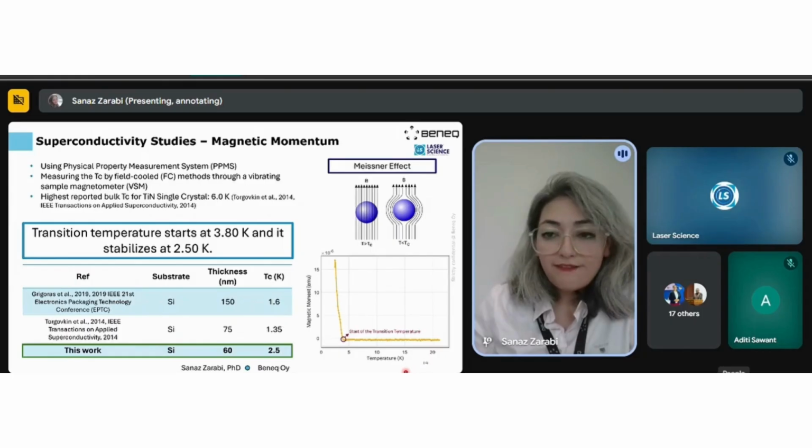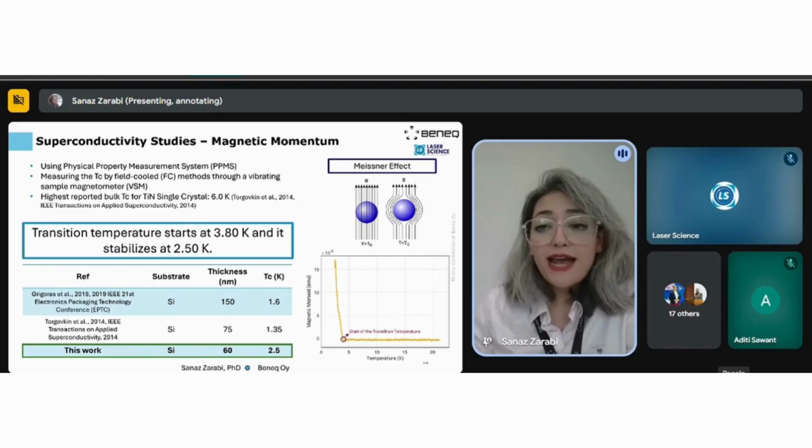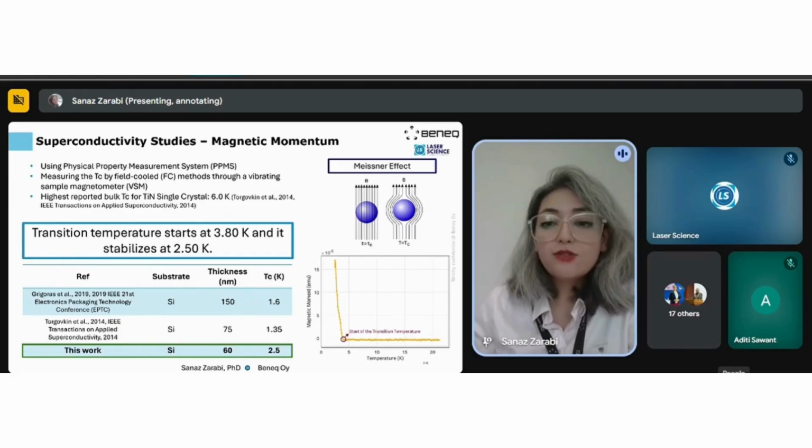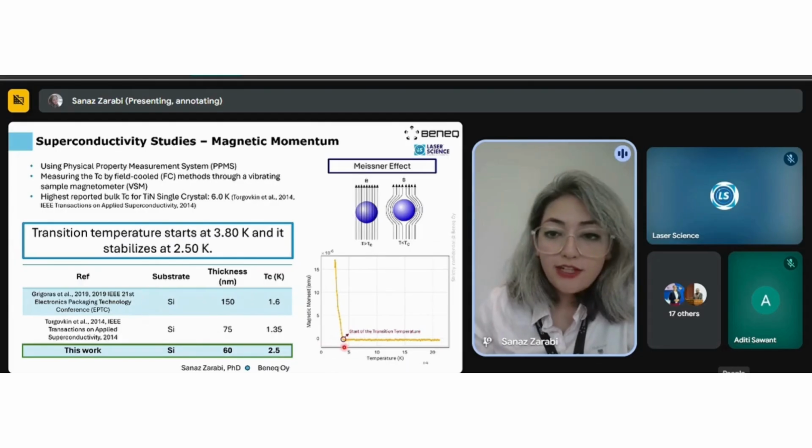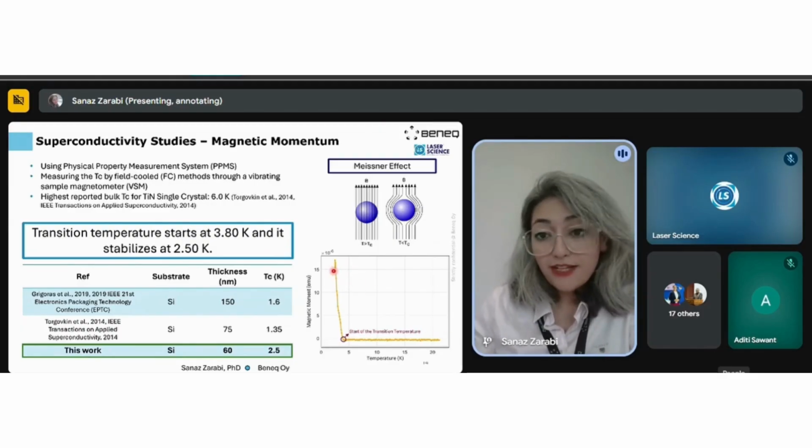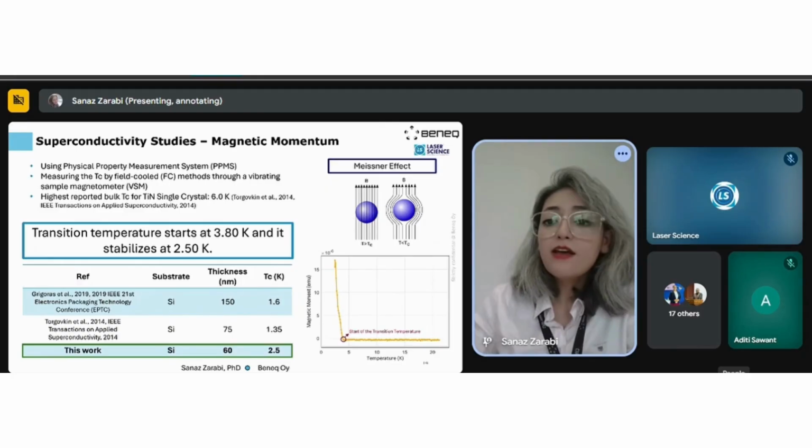We observe the Meissner effect, which is the hallmark of the superconductivity in here. The Meissner effect occurs when a material expels an external magnetic field below its critical temperature, confirming the transition into the superconducting state. In our case, we observed the onset of the Meissner effect at 3.8 Kelvin, which is right here, and it is stabilized at 2.5 Kelvin, in here, for a 60 nanometer tin nitride film.